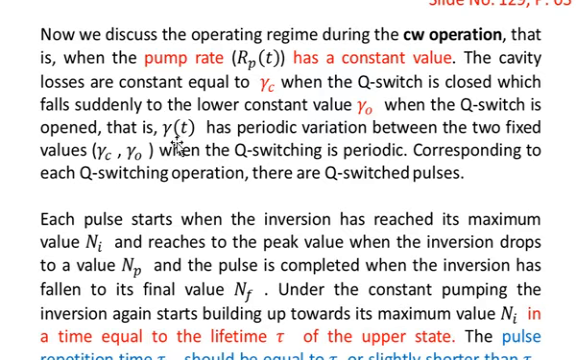That is, gamma of t has periodic variation between the two fixed values gamma C and gamma naught when the Q switching is periodic. So when you close the switch and you open the switch, then according to that periodicity in the Q switching, the losses also switch periodically, that is, from gamma C to gamma naught and from gamma naught to gamma C. Corresponding to each Q switching operation, there are Q switched pulses.